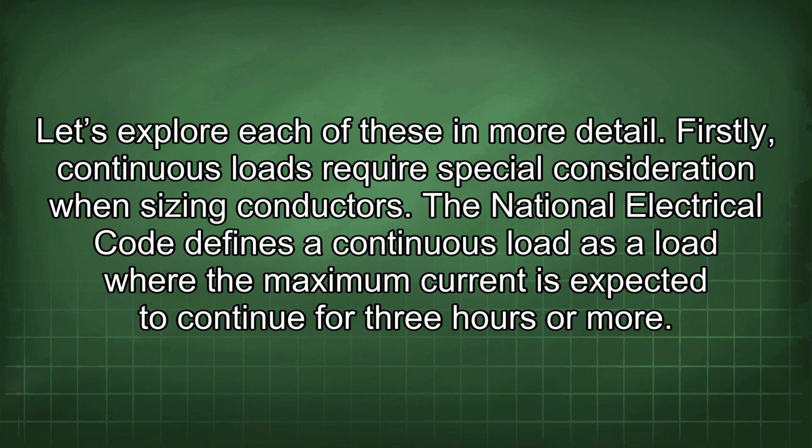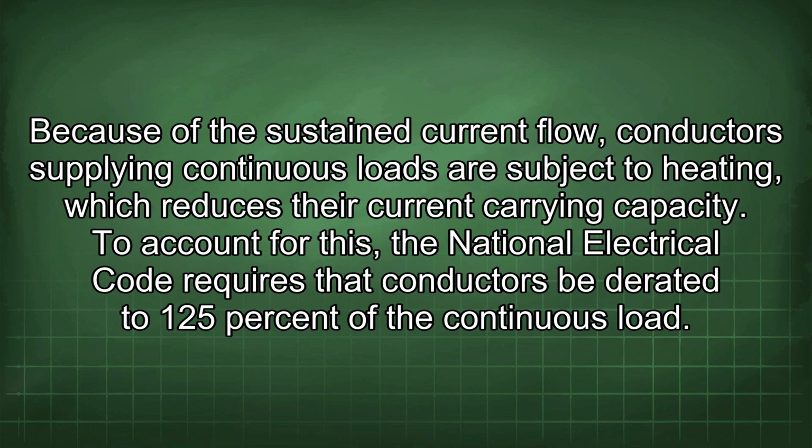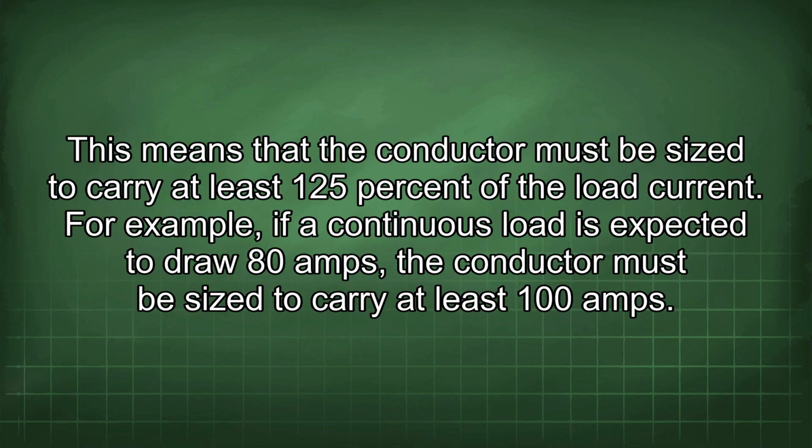Firstly, continuous loads require special consideration when sizing conductors. The National Electrical Code defines a continuous load as a load where the maximum current is expected to continue for 3 hours or more. Because of the sustained current flow, conductors supplying continuous loads are subject to heating, which reduces their current carrying capacity. To account for this, the National Electrical Code requires that conductors be derated to 125% of the continuous load. This means that the conductor must be sized to carry at least 125% of the load current.